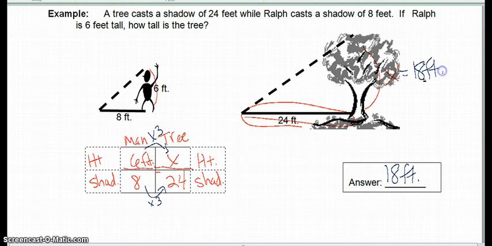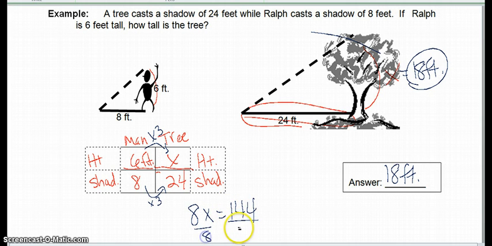And so you think to yourself, does that seem like a reasonable answer? From 6 to 18, you multiply by 3. From 8 to 24 is multiplying by 3. The scale factor is 3. Okay, of course you can cross multiply and get 8x is equal to 144. Divide both sides by 8 and get x equals 18 feet.